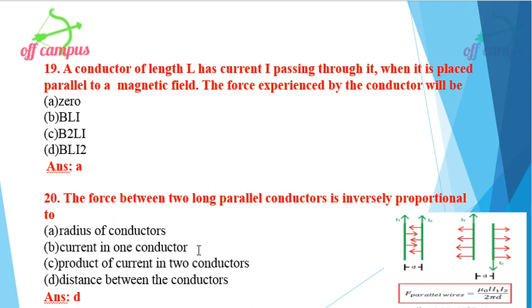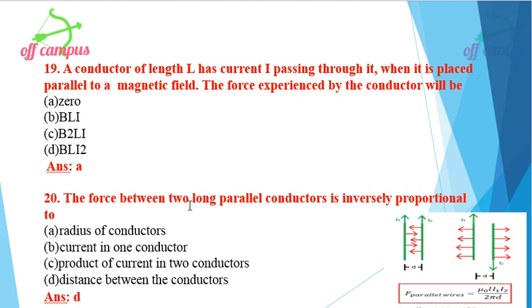Okay. Next, question number 19. A conductor of length L has current I passing through it. When it is placed parallel to a magnetic field, the force experienced by the conductor will be, see, read the question again. When it is placed parallel to a magnetic field, this is very important. Whenever it is parallel to a magnetic field, the force experienced by the conductor will be 0. So option A, 0, is the right option.